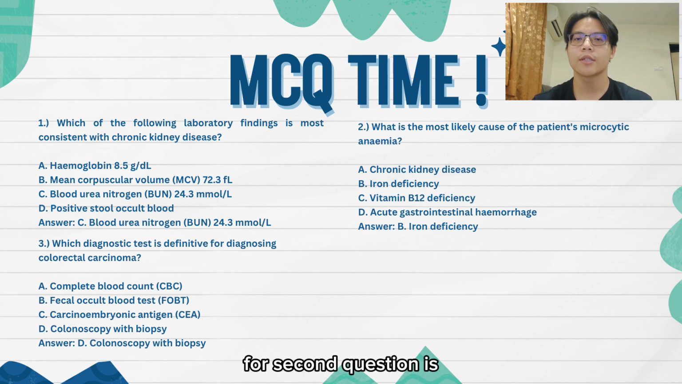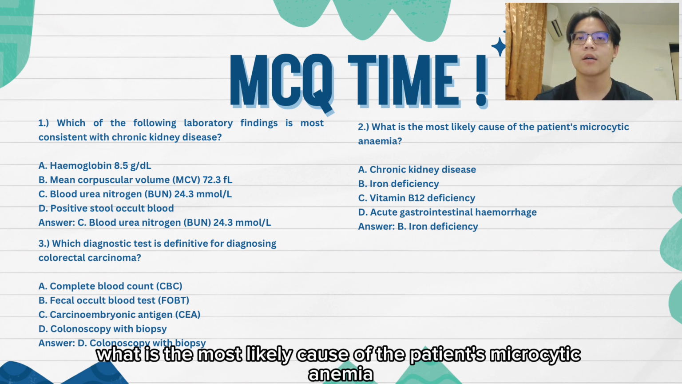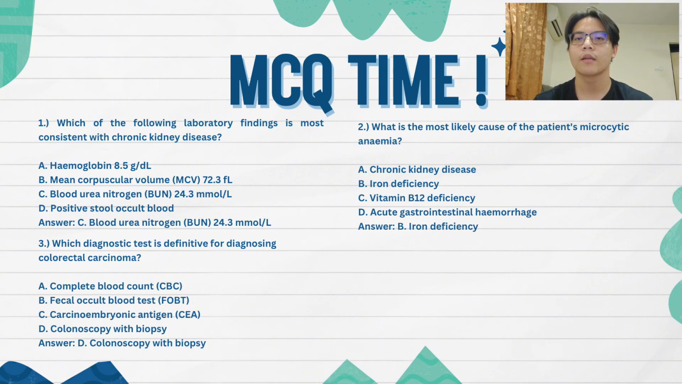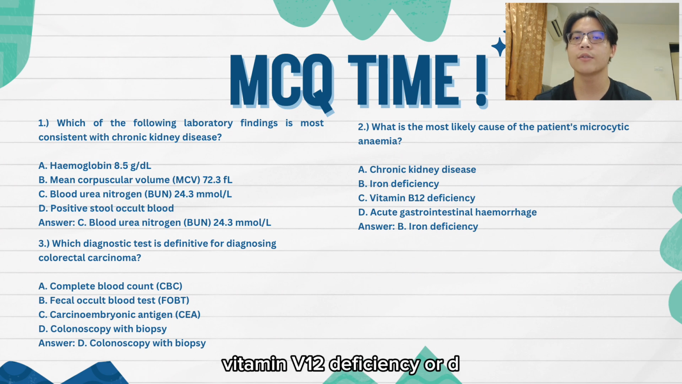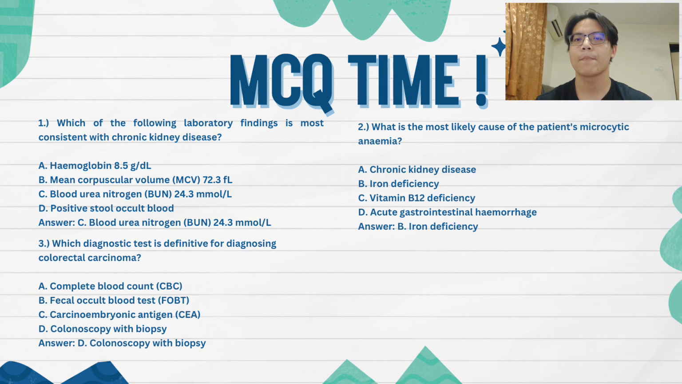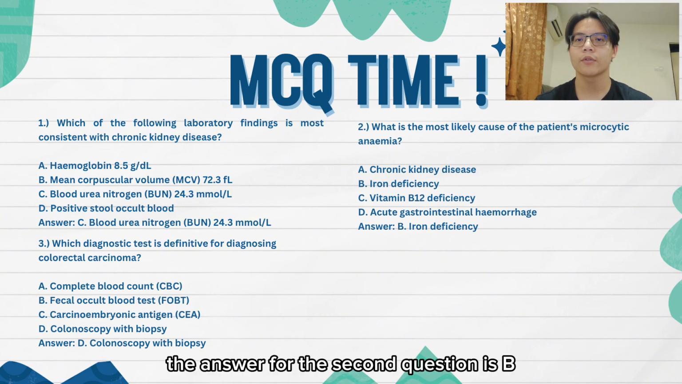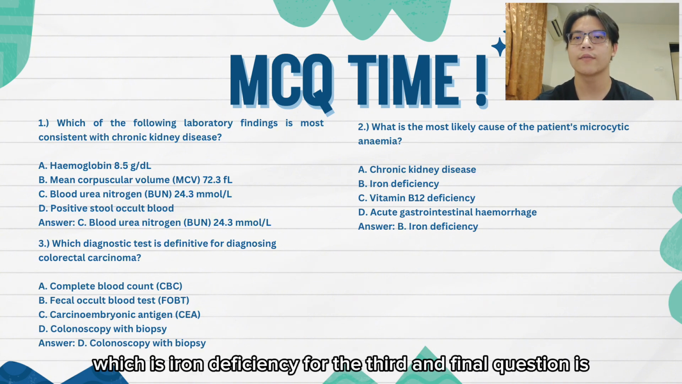The second question is, what is the most likely cause of the patient's microcytic anemia? A is chronic kidney disease, B is iron deficiency, or C, vitamin B12 deficiency, or D, acute gastrointestinal hemorrhage. The answer for the second question is B, which is iron deficiency.